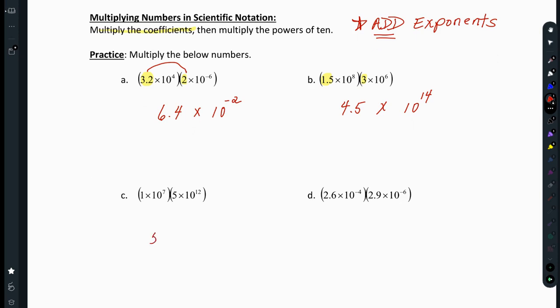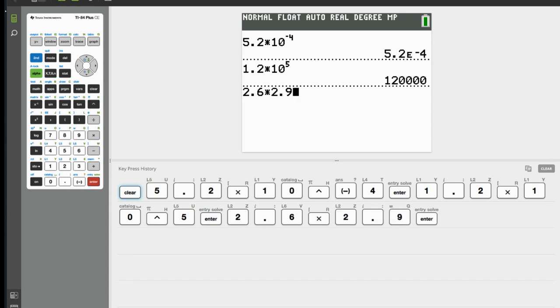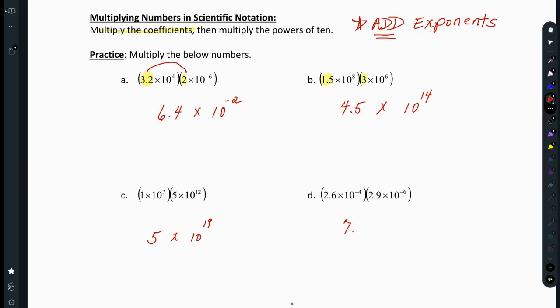1 times 5 is 5. 7 plus 12 is 19. 2.6 times 2.9, you might want to use your calculator for that. That gives me 7.54. -4 plus a -6 is -10. All right, moving on.